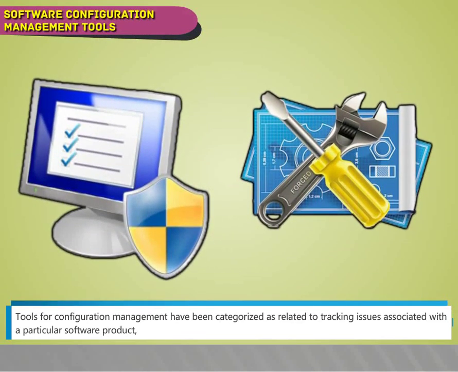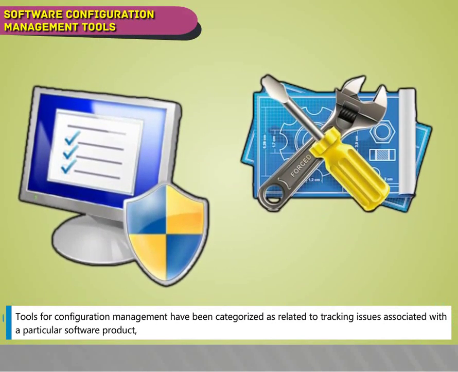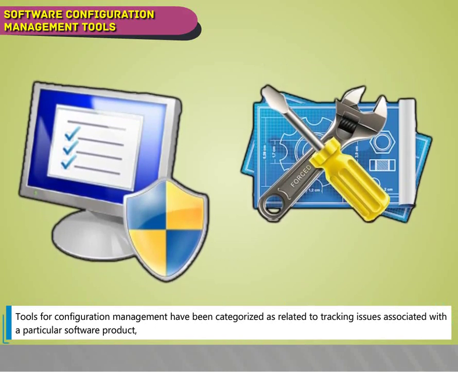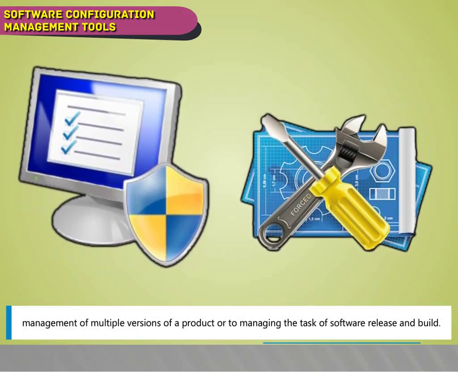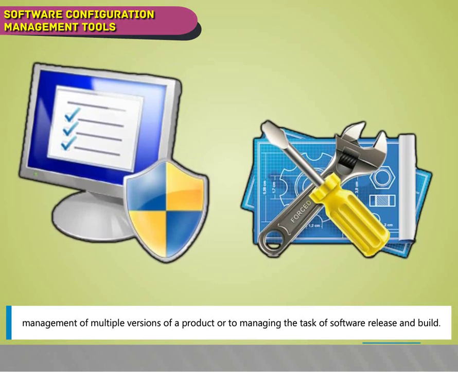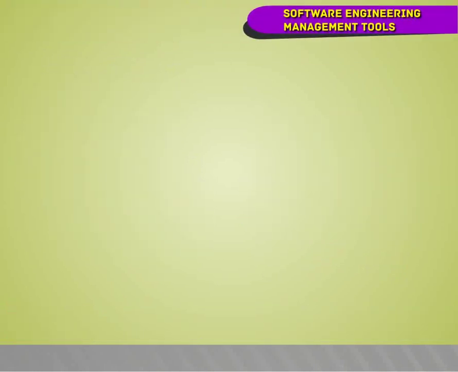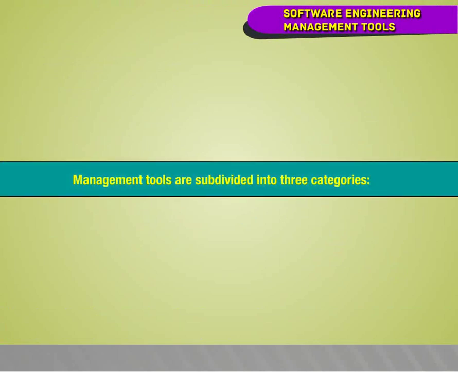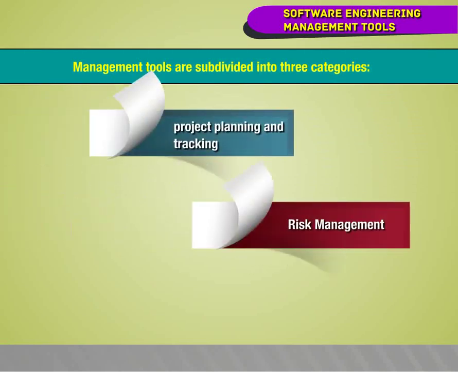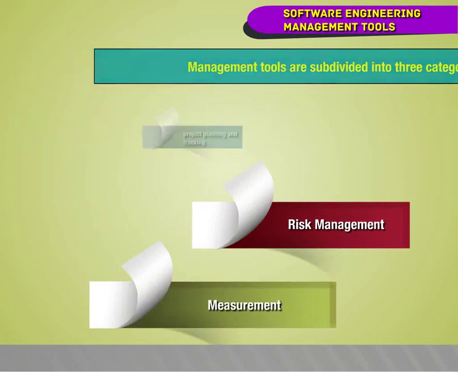Software configuration management tools. Tools for configuration management have been categorized as related to tracking issues associated with a particular software product, management of multiple versions of a product, or to managing the task of software release and build. Software engineering management tools. Management tools are subdivided into three categories: project planning and tracking, risk management, and measurement.